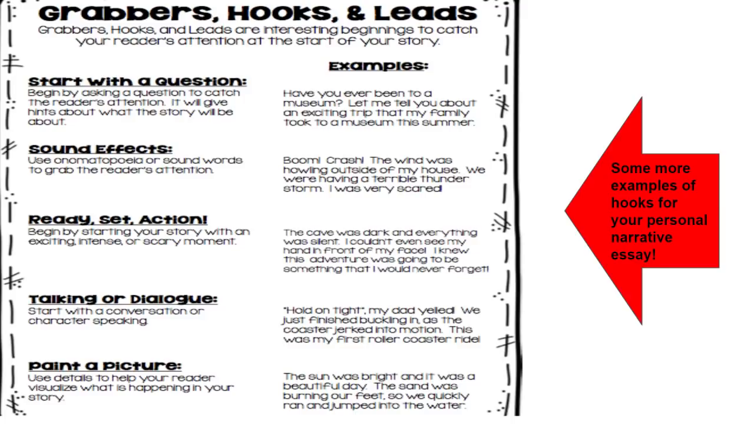Paint a picture. Use details to help your reader visualize what is happening in your story. For example, the sun was bright and it was a beautiful day. The sand was burning our feet, so we quickly ran and jumped into the water.